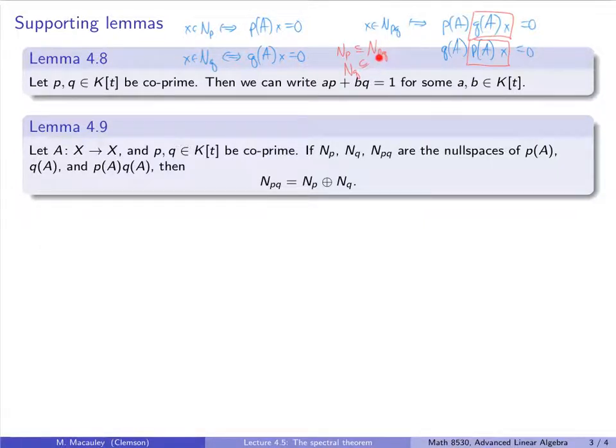So what I claim is that everything in here can be represented uniquely. In other words, every vector that's killed by P of A times Q of A is killed by either P of A or Q of A. So there's nothing else in between. So that's one thing that I claim. So let me write that down. My first claim is that everything in NPQ can be represented as a sum of something in NP plus something in NQ.